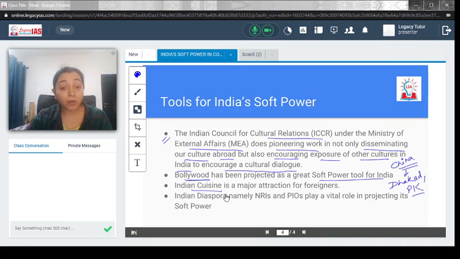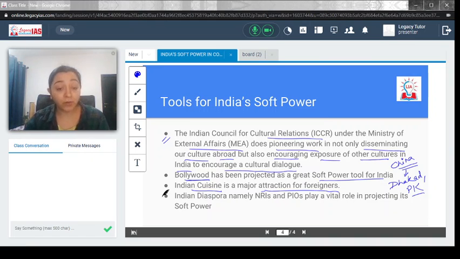Then Indian cuisine is also a major attraction for foreigners. Even if you go to Tokyo, London, or New York, across the major cities of the world, you will find at least one or two Indian restaurants, and people are into eating spicy Indian curry, for example. So again, Indian cuisine is something which can spread the word for India.